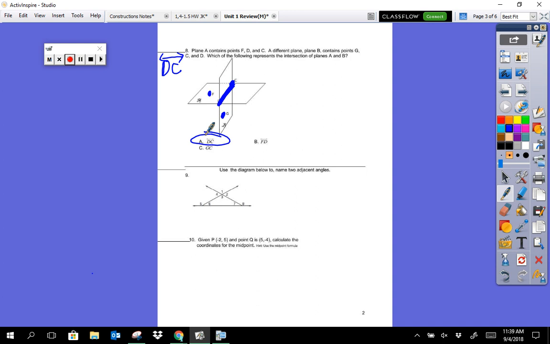Number 9, use the diagram below to name 2 adjacent angles. Remember that adjacent means that they're back to back. Some people will say that they're right next to each other. Whatever helps you remember that. So 2 angles that would be adjacent. There's a lot of options here. I could say 1 and 2. I could say 3 and 4. I could say 1 and 4, 2 and 3. I could say 5 and 6, 7 and 8. Those are all considered to be adjacent. So I'm just going to say angle 1 and angle 2.